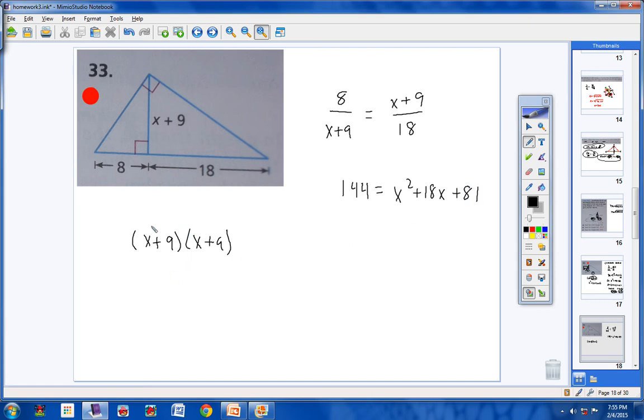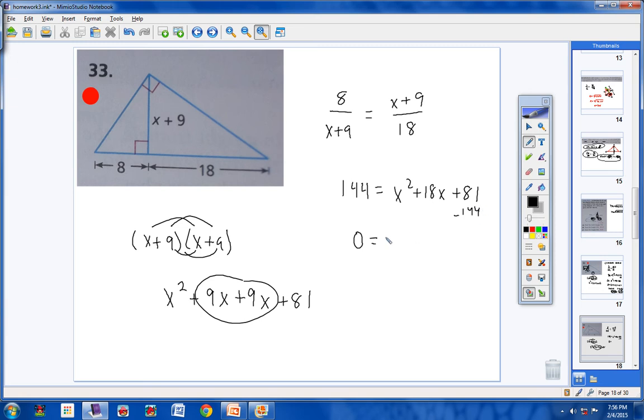Remember, you take your x and multiply it through. X times x is x squared. X times 9 is 9x. Then take your 9 and multiply it through. 9 times x is 9x. 9 times 9 is 81. Combine your like terms, and you get this right here. Now remember, you never want to use the quadratic formula or factor without one side being equal to 0. So I'm going to bring the 144 over and make it negative and combine that with the 81. Now, when you do that, you're going to have a positive 81 and a negative 144. And so when you subtract those, you're going to get a negative 63.